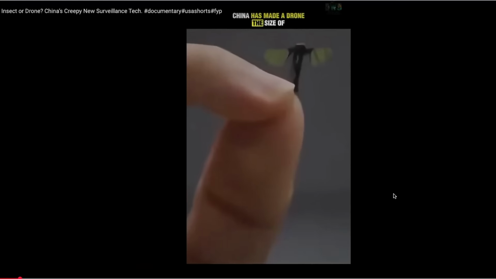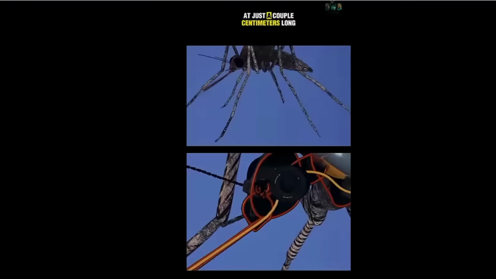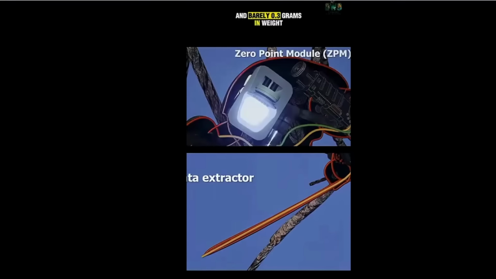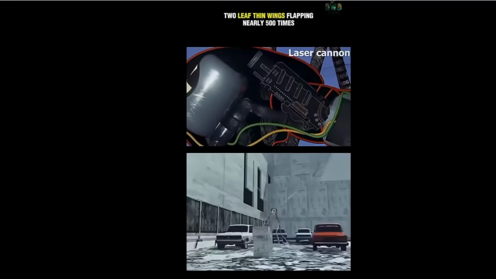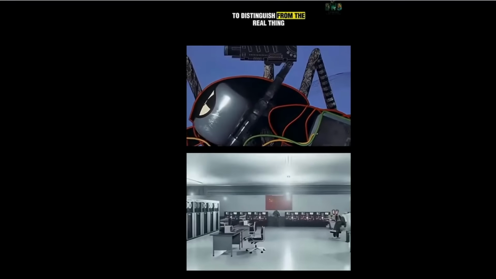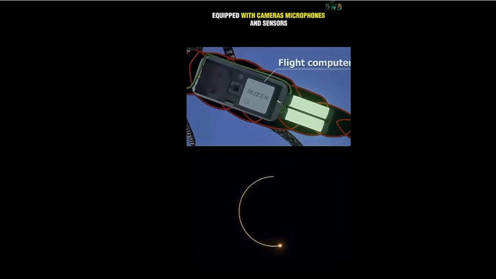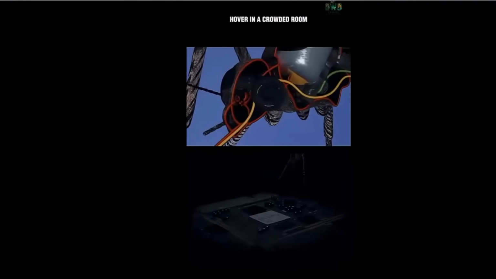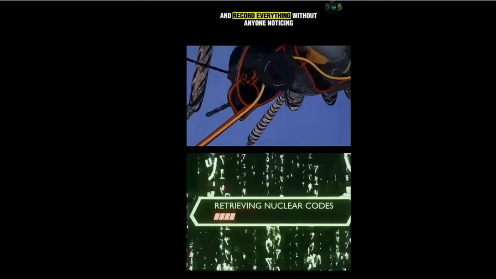China has made a drone the size of a mosquito. At just a couple centimeters long and barely 0.3 grams in weight, with 2 leaf-thin wings flapping nearly 500 times a second, and 3 wire legs, it is almost impossible to distinguish from the real thing. Equipped with cameras, microphones, and sensors, it can slip through a window, hover in a crowded room, and record everything without anyone noticing.